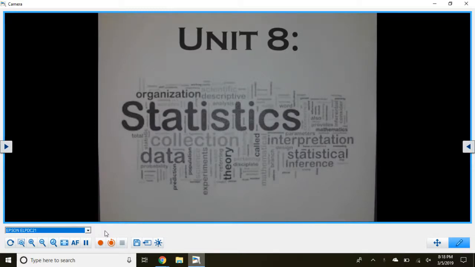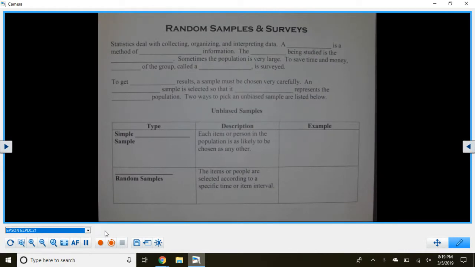This is Unit 8, video number 1. Random samples and surveys. Statistics deals with collecting, organizing, and interpreting data.